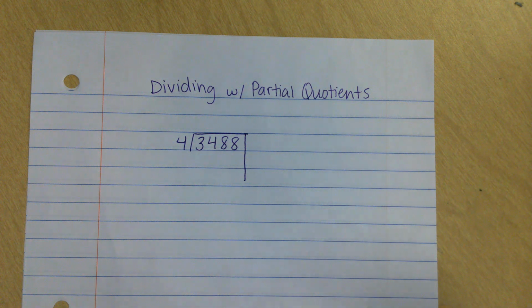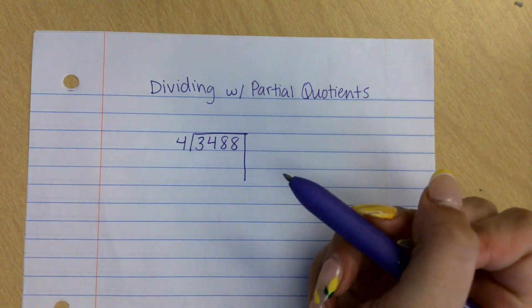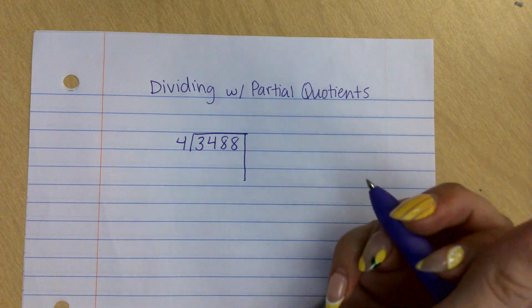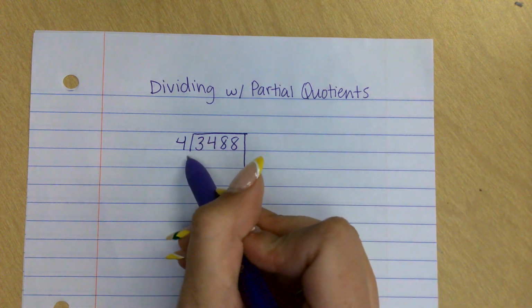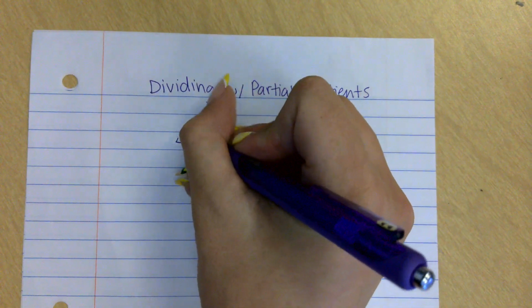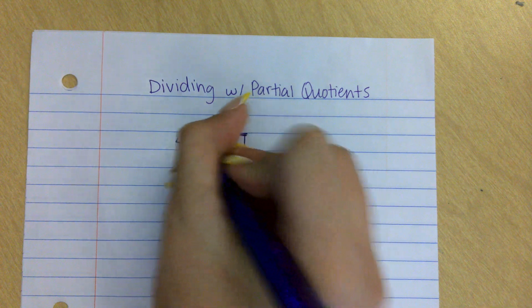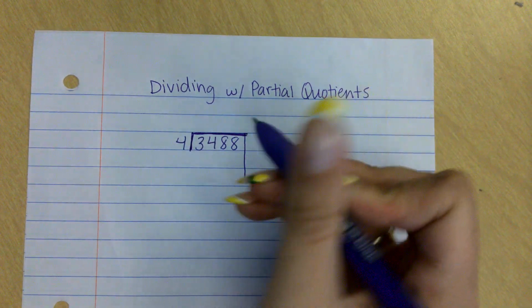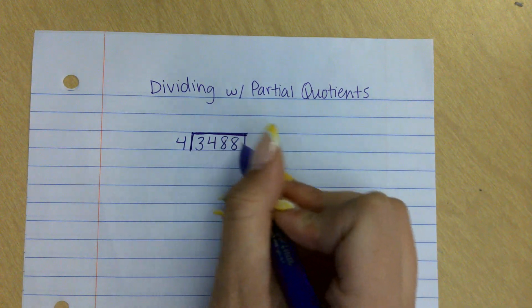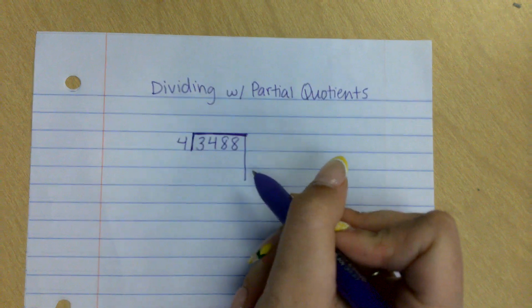Okay, this is explaining dividing with partial quotients. I know it's very confusing. I hope this helps. So when we have a division problem, you're used to seeing long division like this, but with partial quotients, we have to break the big number down into easier chunks to work with.